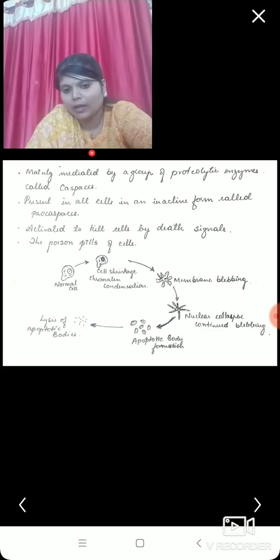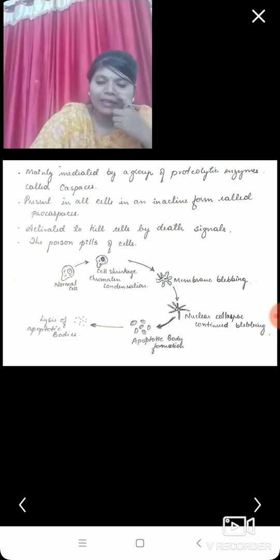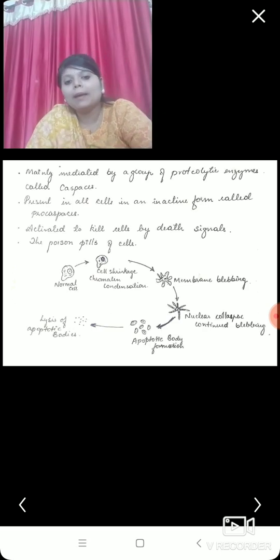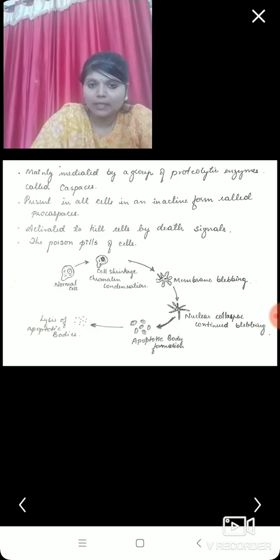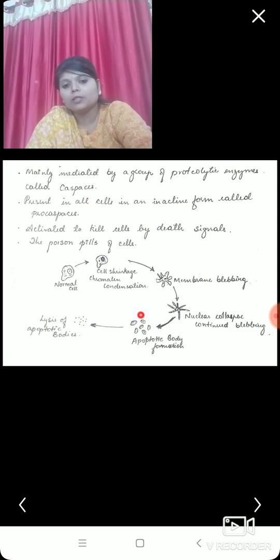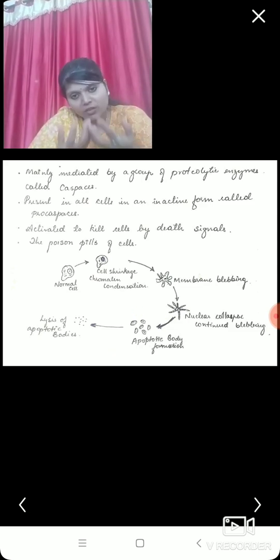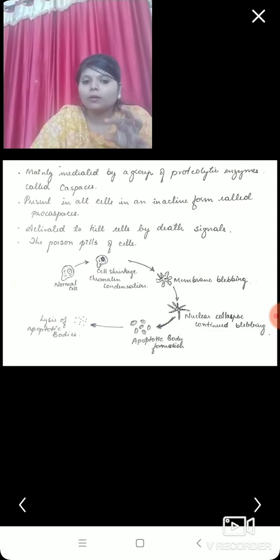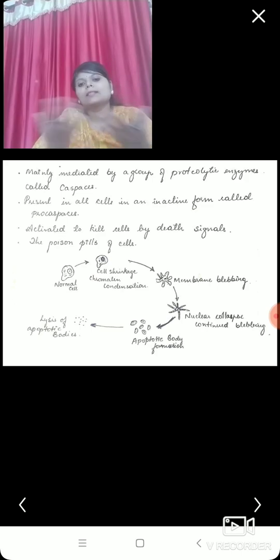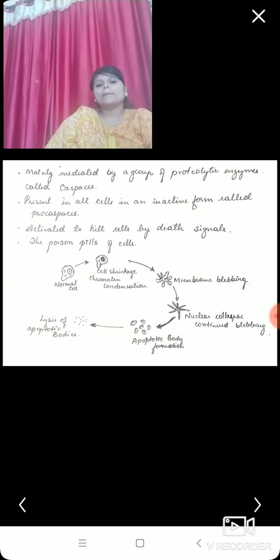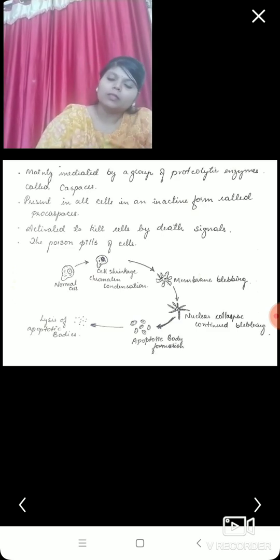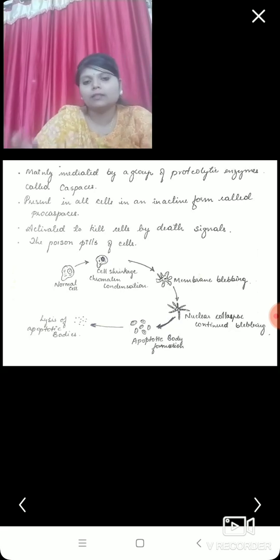How actually is the process going to happen? See here, in a normal cell, cell shrinkage happens due to chromatin condensation. Then membrane blebbing happens. Then the nucleus collapses and blebbing continues. Then apoptotic body formation happens. That means the cell is destroyed and broken into smaller pieces, which is the apoptotic bodies formation. Then lysis takes place, and the apoptotic bodies are completely degenerated into smaller pieces. These macromolecules are then recycled back and the rest is thrown out.